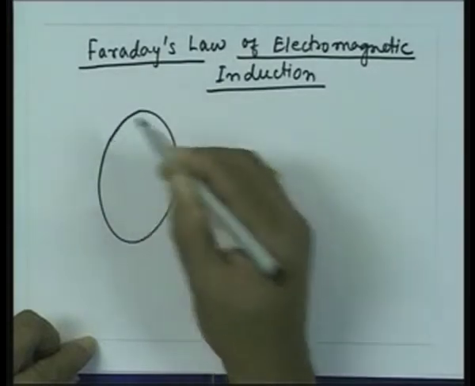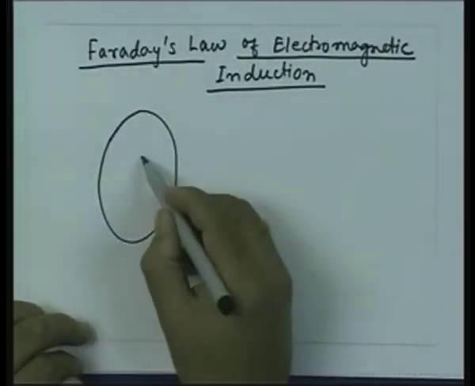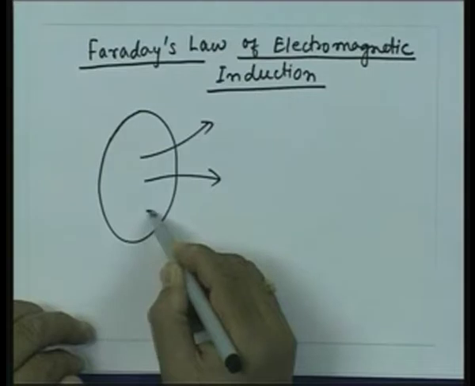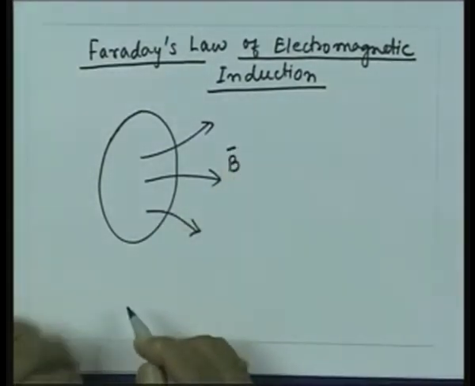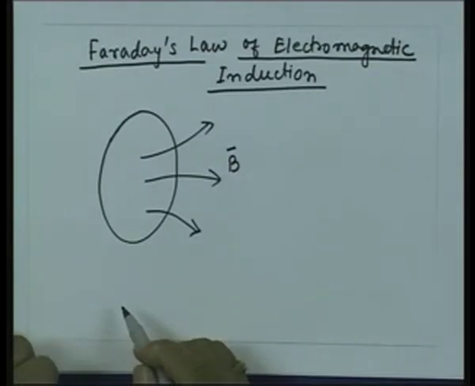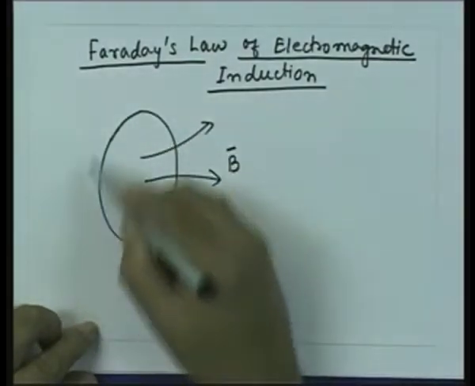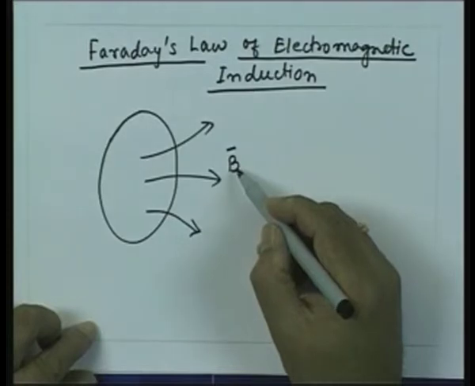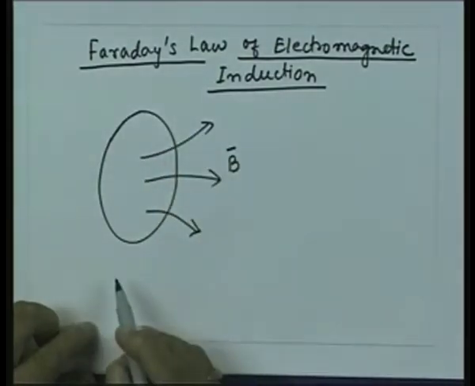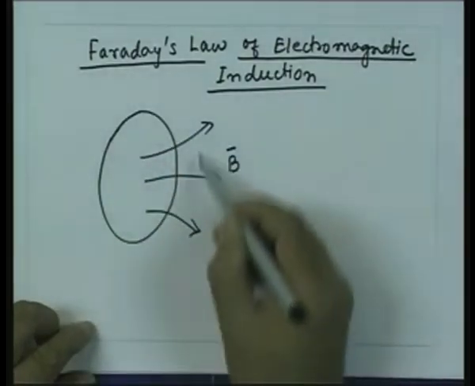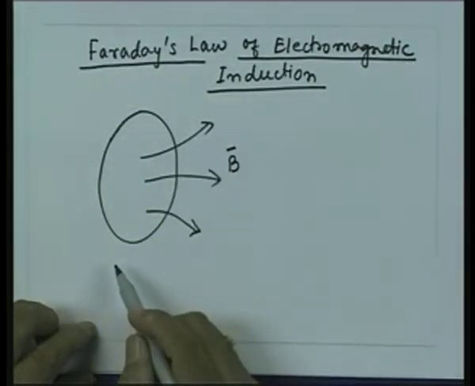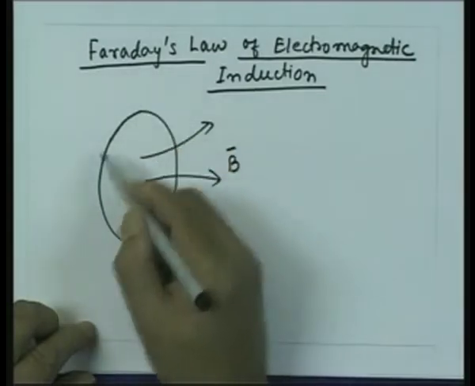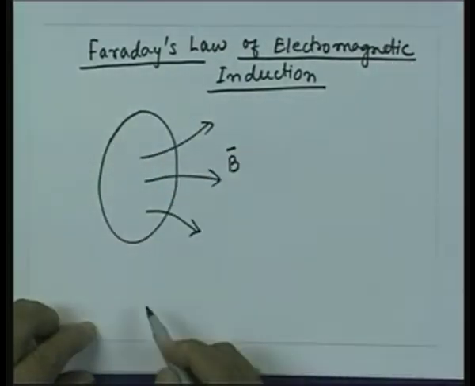So, if I have, let us say, a loop like that, and let us say we have some magnetic flux density which is given by B, we can find the total flux by integrating this magnetic flux density over this area. The rate of change of this flux is equal to the total EMF produced around this loop.